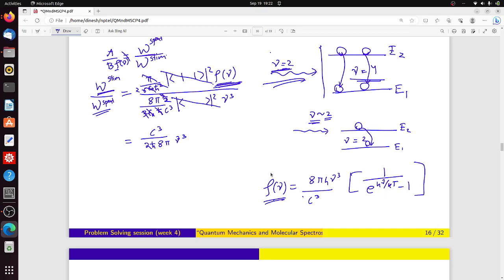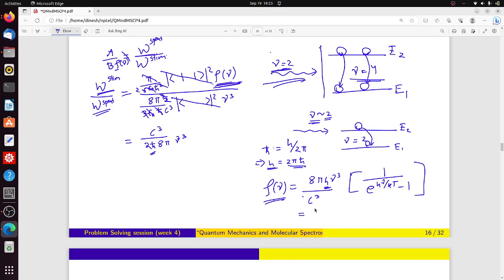Okay, now we can substitute this in this equation, but you see there is h cross here, and in this formula there is h, so one of them we have to convert. So let's convert this one. What is h cross? H cross is h by 2 pi. Yes, this is h by 2 pi. So h will be 2 pi times h cross, right? So I can substitute this h here by this 2 pi times h cross.